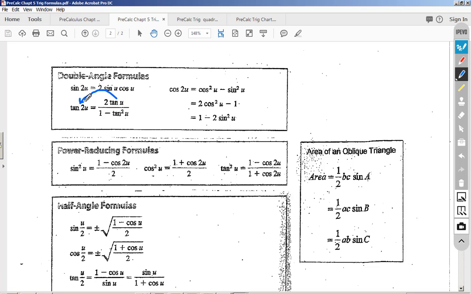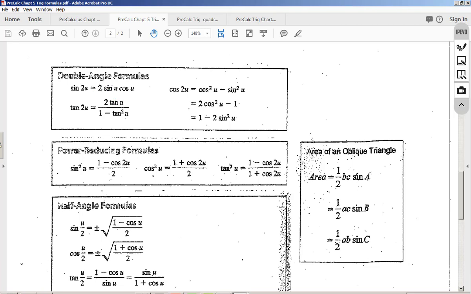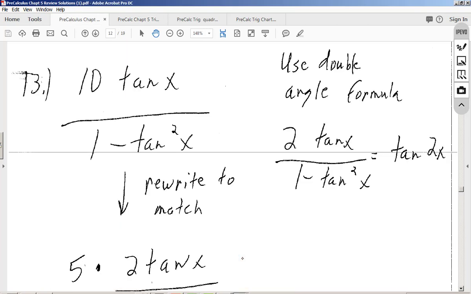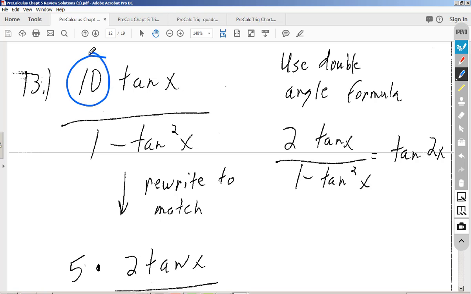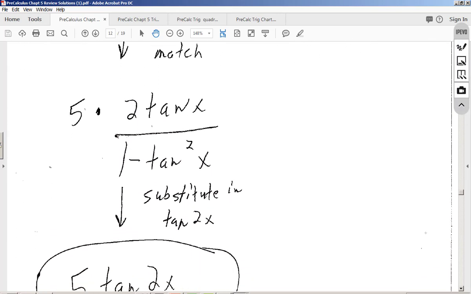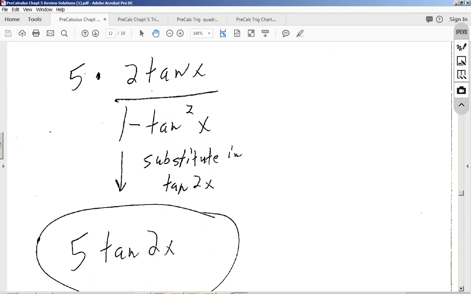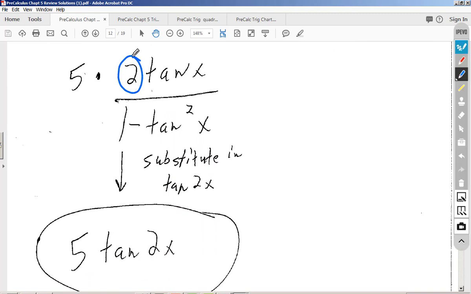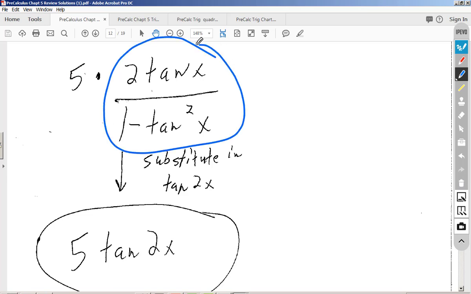So let's take a look at our problem and see if I can get that changed so that it is a 2. Back here on my problems, I've got the 10 right here, and this 10 needs to be a 2. So I have to rewrite it to match my formula. I know that 5 times 2 will give me 10, so I'm just going to leave that 5 out front. And now that I've done that, you're going to notice that this entire thing right here matches my formula.